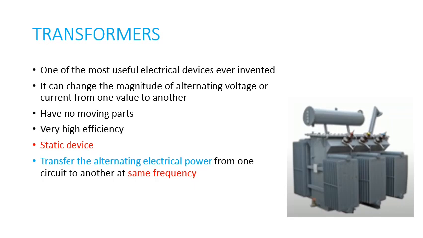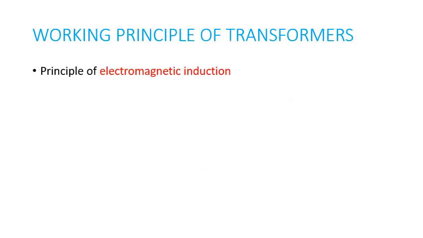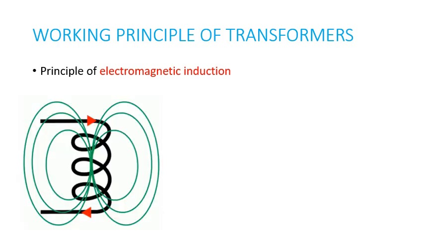A transformer is a static piece of equipment used either for raising or lowering the voltage of an AC supply with a corresponding decrease or increase in current. It essentially consists of two windings, the primary and secondary, wound over a common laminated core. The basic principle behind the working of a transformer is the principle of electromagnetic induction.